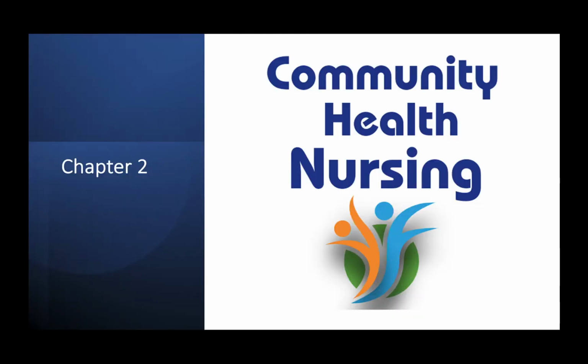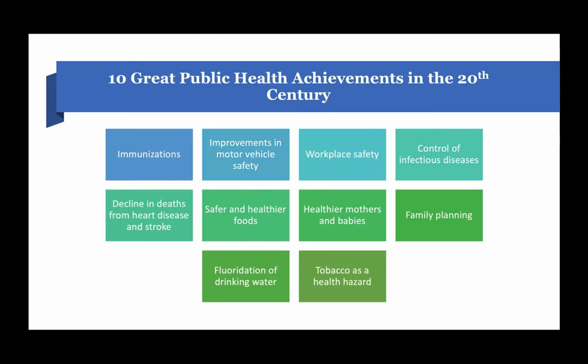On to Chapter 2. The textbook talks specifically about the 10 great public health achievements in the 20th century. The first is immunizations. Second, improvement in motor vehicle safety, workplace safety, and we mean that from an OSHA standpoint, like wearing earplugs to protect your hearing and things like that. Control of infectious diseases, decline in death from heart disease and stroke, safer and healthier foods, healthier mothers and babies, family planning, fluoridization of drinking water, and reducing tobacco as a health hazard.